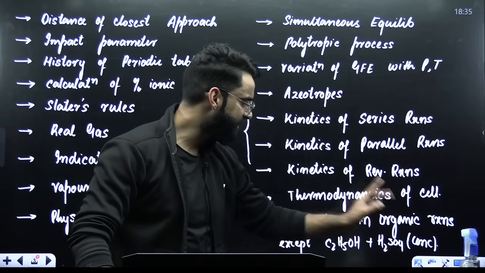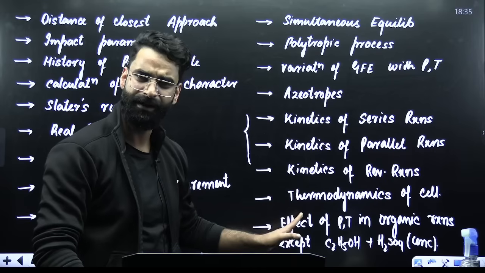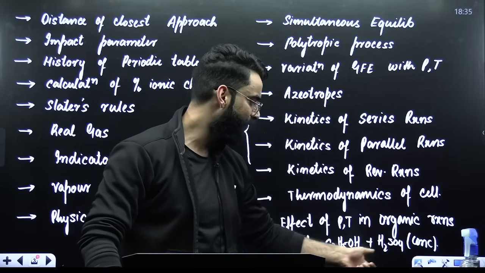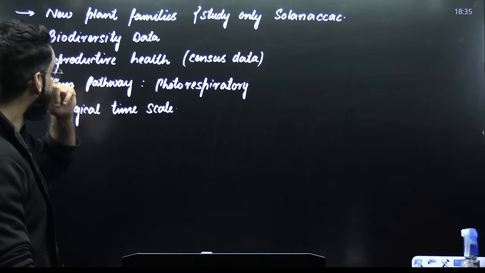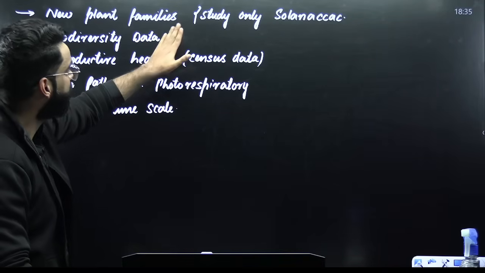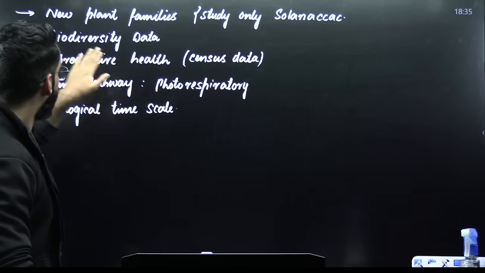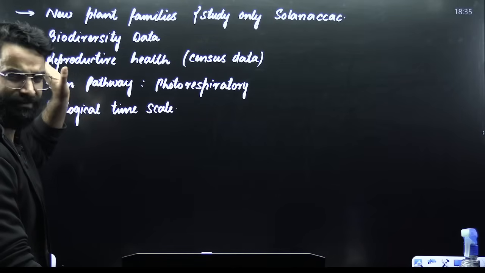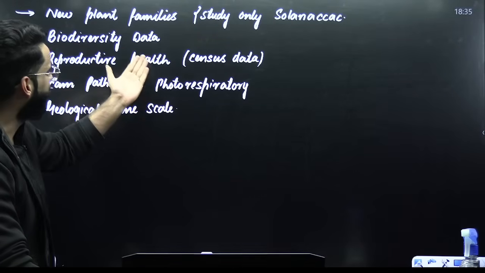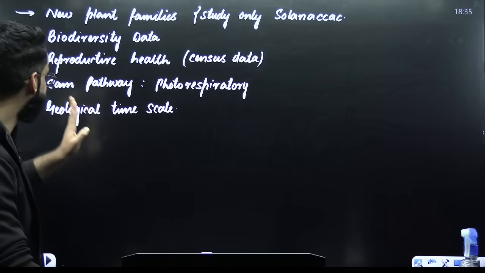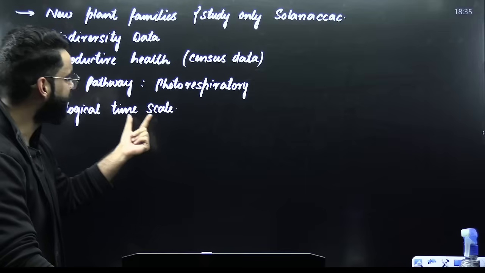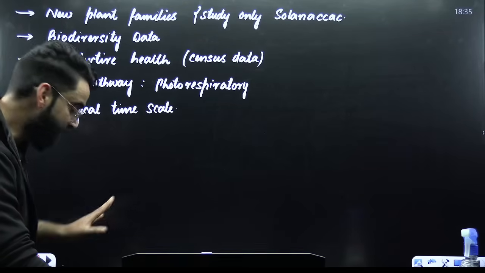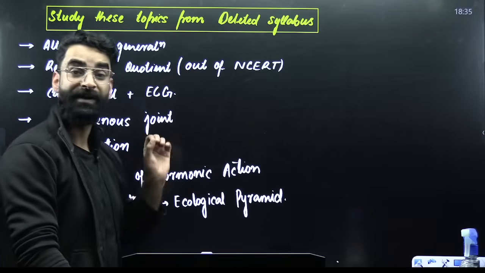Effect of pressure, temperature in organic reactions. You can avoid this particular topic except when it comes to C2H5OH, H2SO4 concentrated, right? Similarly, my dear students, new plant families, you have to study only this particular one. Biodiversity data, skip, prioritize less. Reproductive health, census data, right? Prioritize less. CAM pathway, right? You can prioritize less. Again, geological time scale, you can prioritize less. No need to waste a lot of time in order to cover these topics.